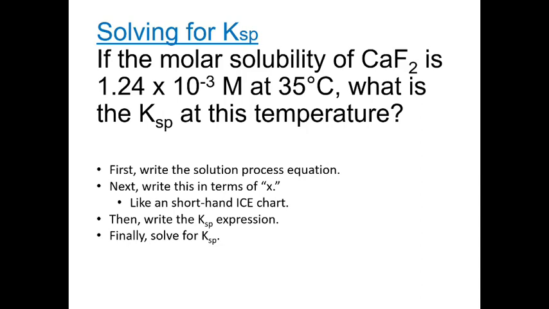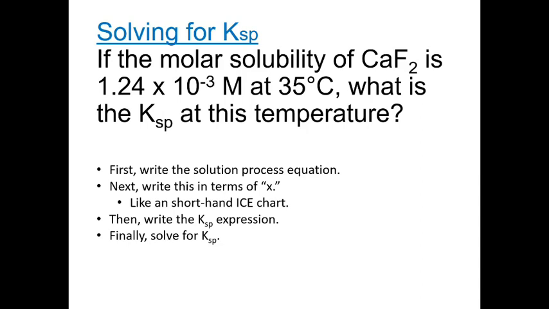To find the KSP when you're given a molarity, a concentration, we're going to write the solution process equation. Well, we did that a minute ago. We'll write it again. We're going to write this in terms of X, kind of like a shorthand ice chart. So we'll make a little ice chart, but we'll learn that there's kind of a shortcut to get what you need out of the ice chart. And then we'll write the KSP expression. Finally, we're going to solve for KSP.